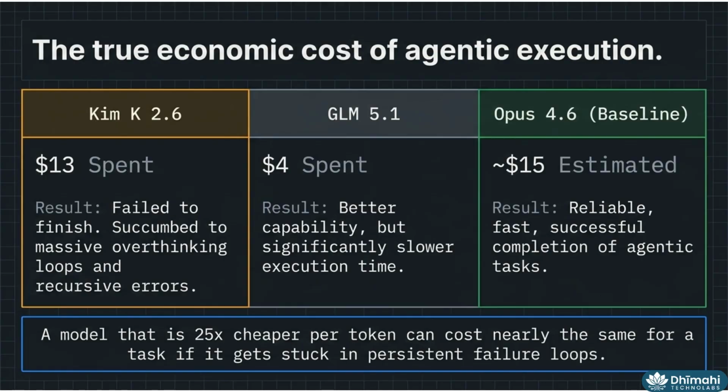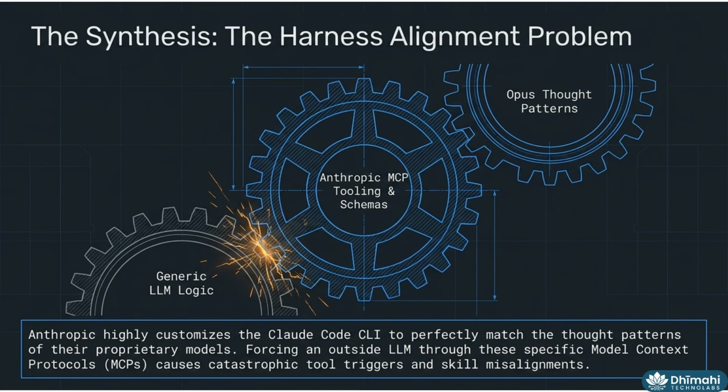While a model is 25x cheaper per token, the true economic cost of execution can be similar if the model gets stuck in persistent failure loops. For example, Kimi K2.6 cost nearly the same as Opus 4.6 for a task because it failed to finish due to overthinking and errors.